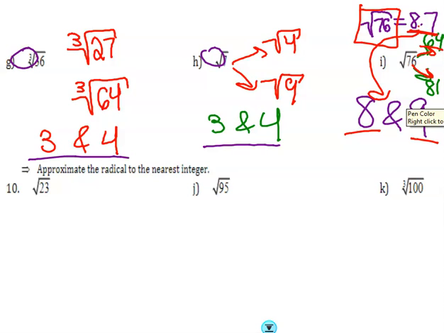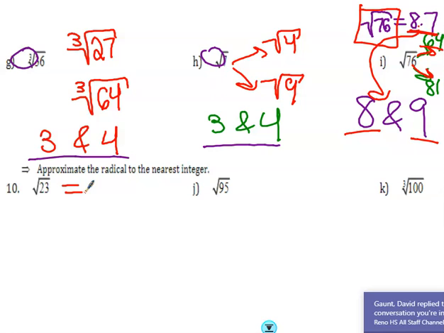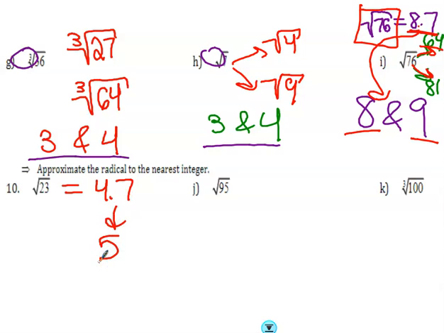All right, approximate the radical to the nearest integer. So now we're actually going to practice putting it into the calculator. The square root of 23 would be 4.7. Okay, so 4.7, and it says round to the nearest integer, so that would become 5. The 7 is greater than 5, so I move the number up 1.